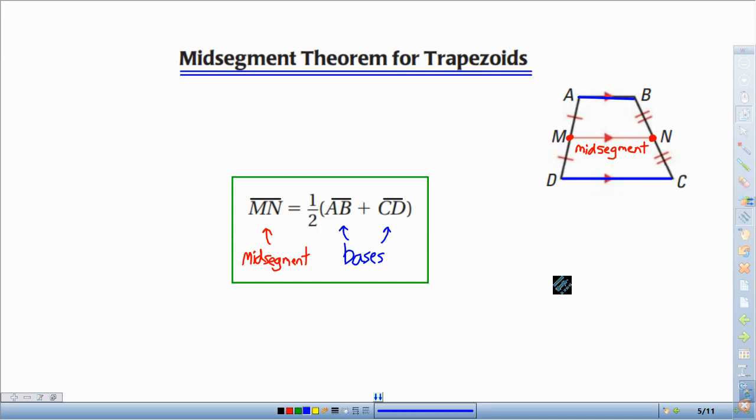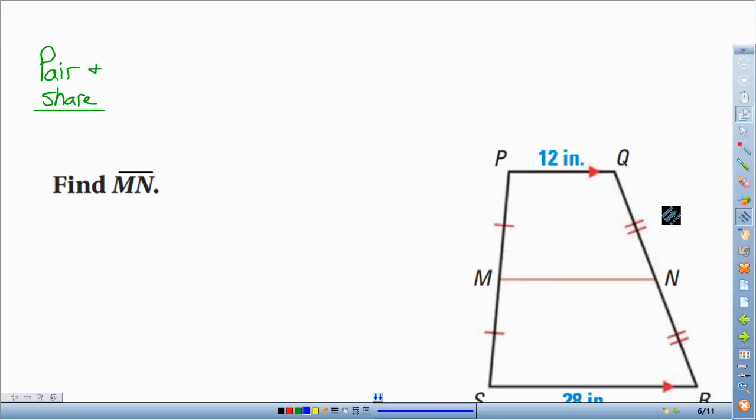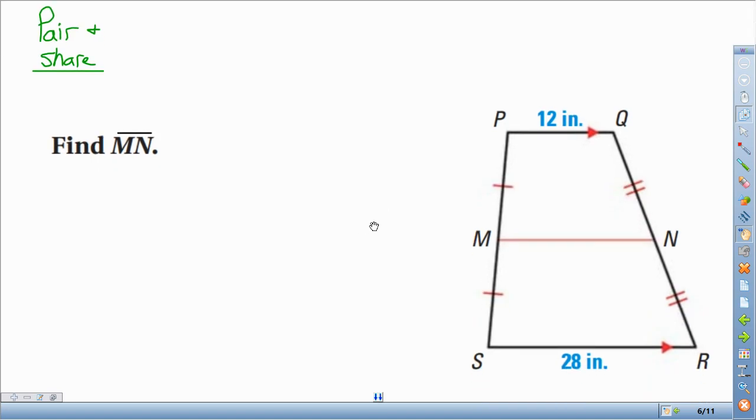Let's take a look at an easy example that we can probably do in our head, and then we'll look at some that actually require us to use the formula. On this next slide, go ahead and take a second and copy this, and we're going to find the measure of MN. This one real quick, I want you to just try in your head. They're giving us the length of both bases. If this one is 12 inches and this one is 28 inches, what is the length of MN? See if you can do it in your head using the formula we just saw on the last slide.